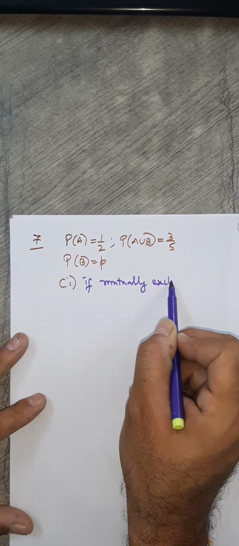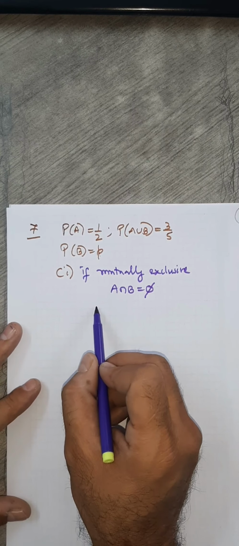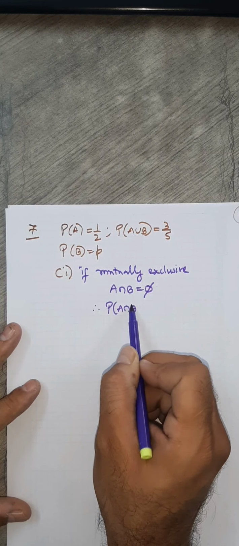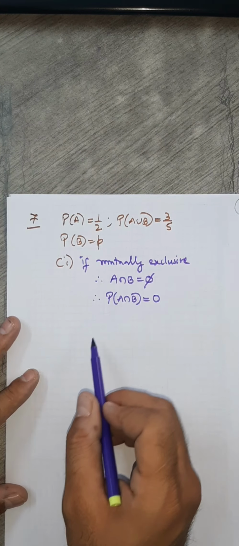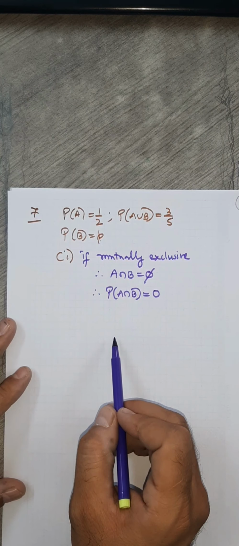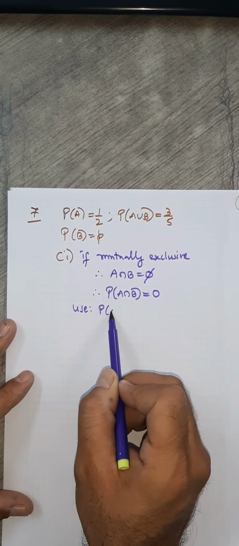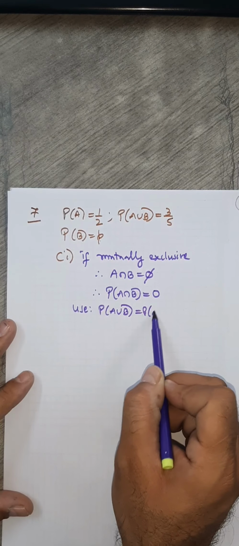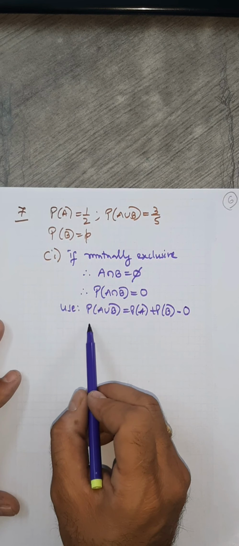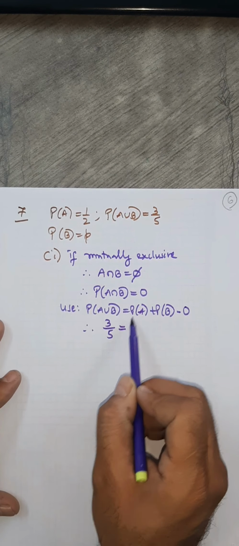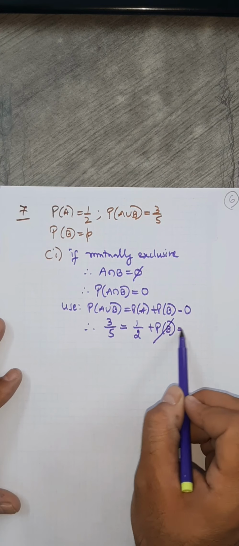What is the meaning of mutually exclusive? Their intersection equals the null set. We did it. So what is the probability of A intersection B? It will be 0. This is the meaning of mutually exclusive events. Now use the addition rule. P of A union B equals P of A plus P of B minus P of A intersection B, which is 0 here. Union how much? 3 by 5. P of A how much? 1 by 2. So from this we'll get P of B, which is small p actually.